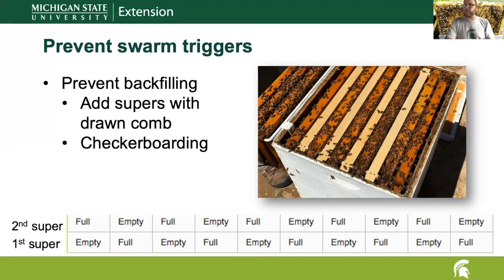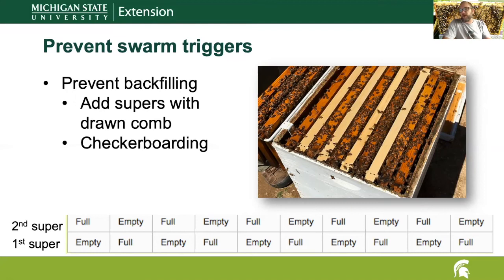Will prevent backfilling. Yeah, see it here. It's on my bullet here. So preventing backfilling, you're going to add supers with drawn comb. I know you've heard me talk about this, and I think we talked about it in one of the MSU apiculture webinars that you all had sent out earlier this year, that were not part of the Heroes to Hives curriculum, but were added as bonus lectures.